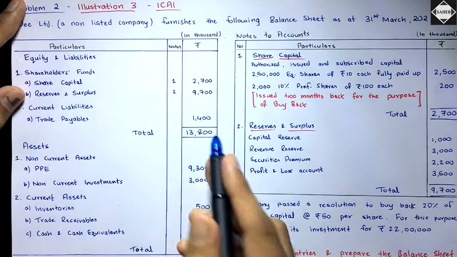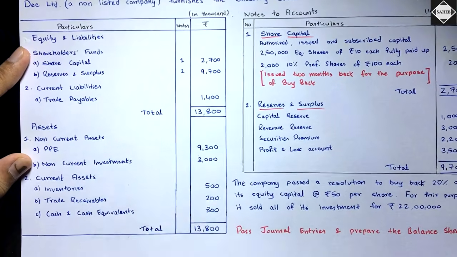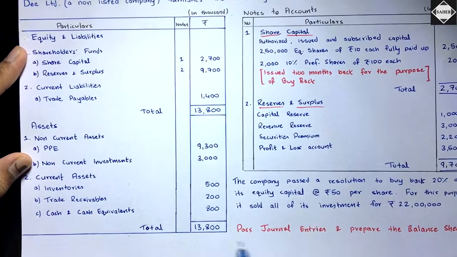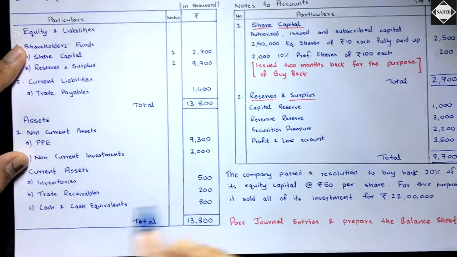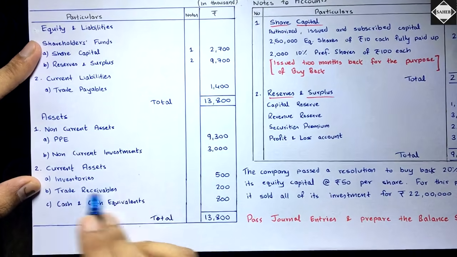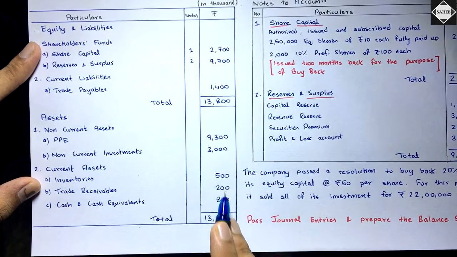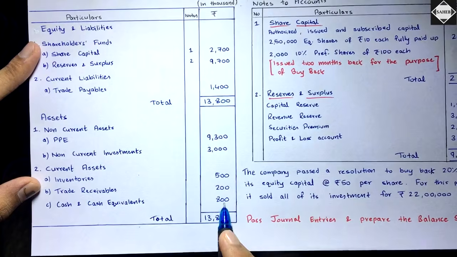And then see here, trade payables, that will be as it is. And then PPE as it is, non-current investment as it is. Wait, they are saying something about investment, so this will change. Next, what do we have? Current assets, inventories 500, trade receivables 200, cash and cash equivalents 800. Now 500 means 5 lakh, 200 means 2 lakh, 800 means 8 lakh, like that.